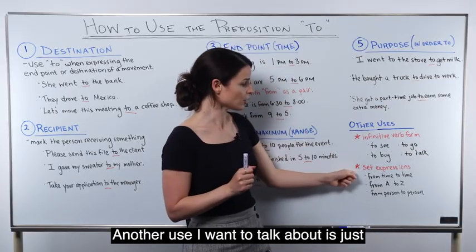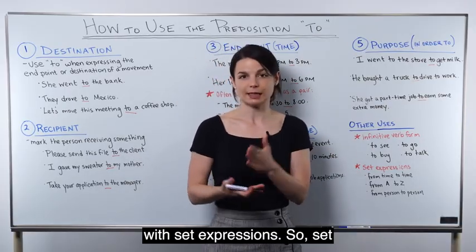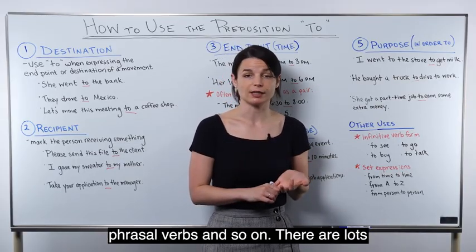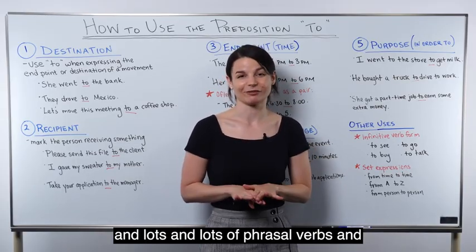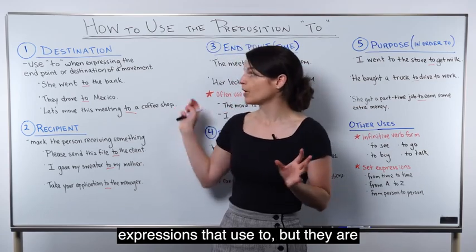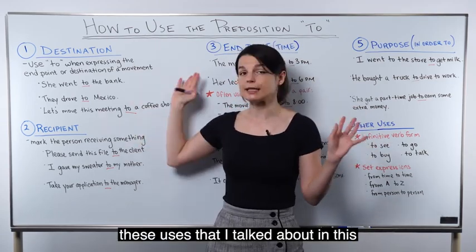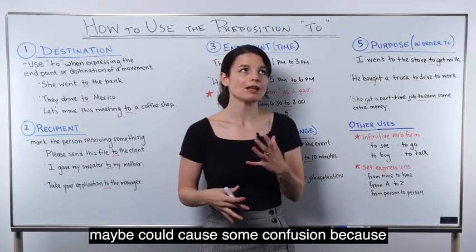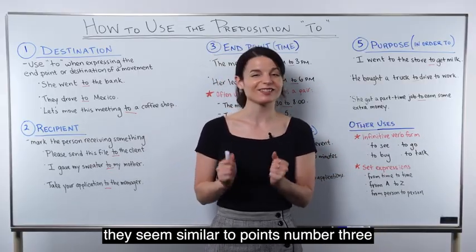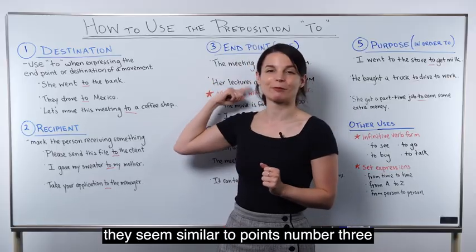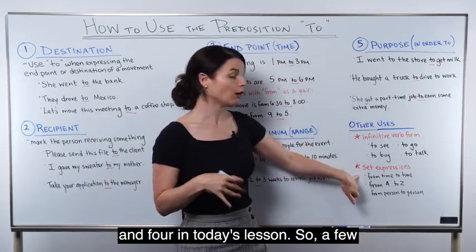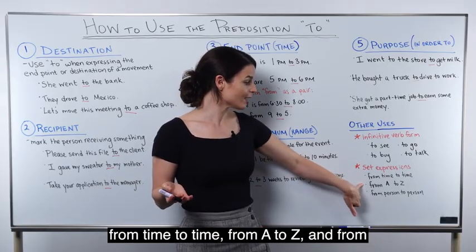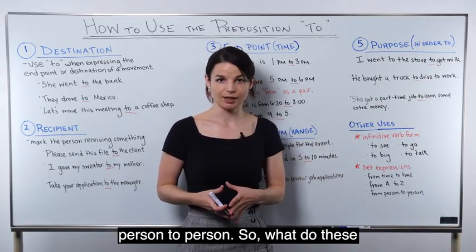Okay? Another use I want to talk about is just with set expressions. So set expressions can mean idioms, it can mean phrasal verbs, and so on. There are lots and lots of phrasal verbs and expressions that use to, but they are different from these expressions and these uses that I talked about in this lesson. So I wanted to cover a few that maybe could cause some confusion because they seem similar to points number 3 and 4 in today's lesson. So a few set expressions I want to talk about are from time to time, from A to Z, and from person to person.